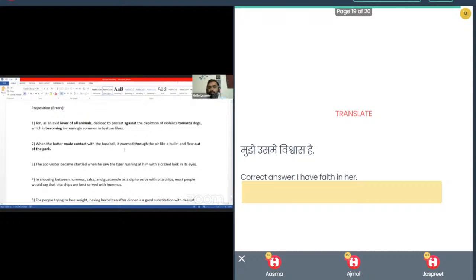So when the batter made contact with the baseball, it zoomed through the air like a bullet and flew out of the park. That's why I read the sentence as well. So all the others are correct. It's just that this was written as THREW, which is incorrect. Threw means फेंकना. Here we're not talking about that. We're talking about एक तरफ से, from one side to the other, from one end to the other. So it zoomed through the air. I walked through the door. I walked through the tunnel. That's the preposition that was missing here. So that's the mistake. Okay, all right, thank you.